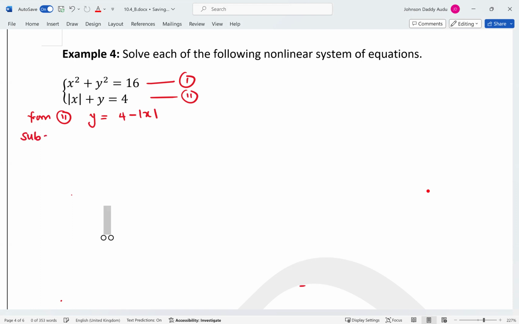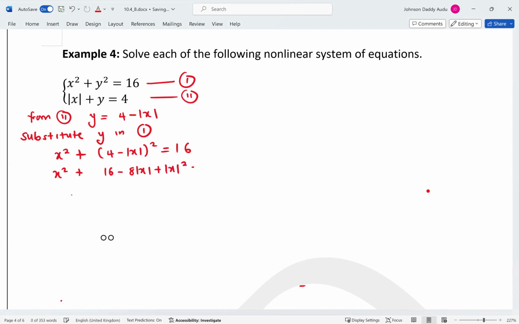And then we substitute this into what? Into equation 1. So that means we will have x squared plus y, this will become (4 minus absolute value of x) all squared equals 16. Now, this is x squared. If you expand, this is going to be 16 minus 8 absolute value of x plus absolute value of x squared equals 16.